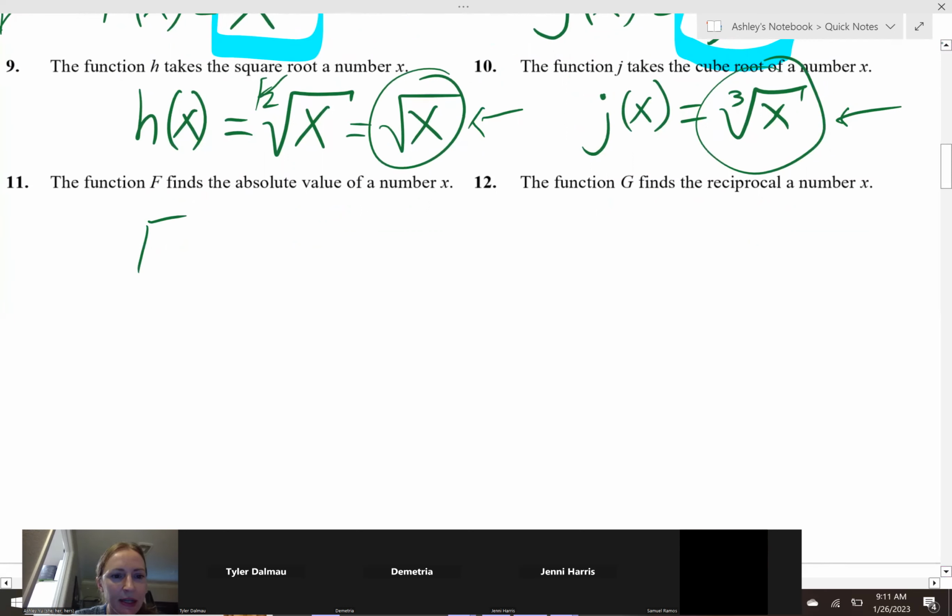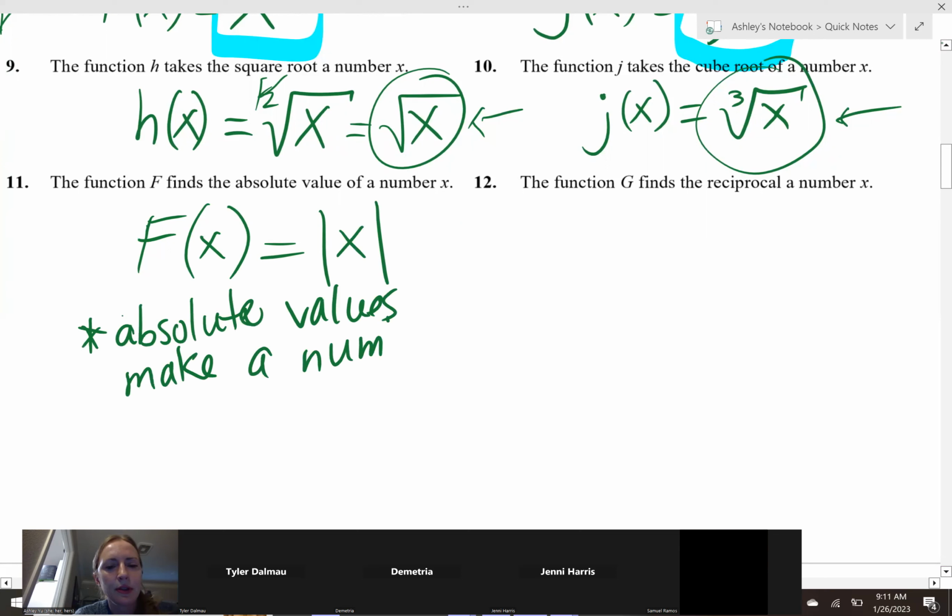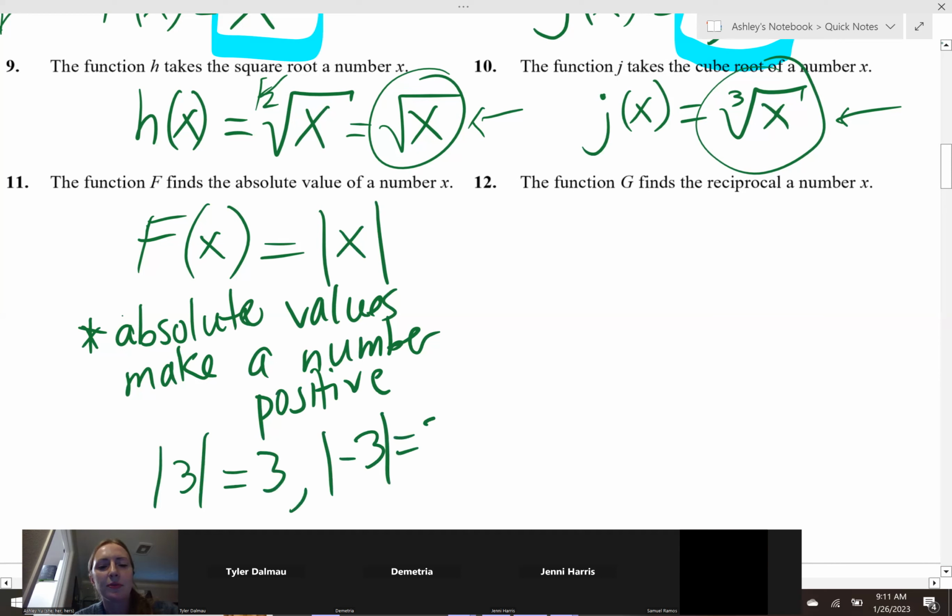And then number 11 says, okay, we have capital F. It finds the absolute value of a number x. That's one of those topics we didn't talk about too much, but just knowing what it looks like. The absolute value is just whatever you're taking the absolute value of with vertical bars on either side. And really all it does, we didn't have a chance to review it last week or the week before, is make a number positive. So no matter what number I give it, positive or negative, it'll spit out the positive version. For example, the absolute value of 3 is just 3 because it's already positive, but the absolute value of -3 would be +3.